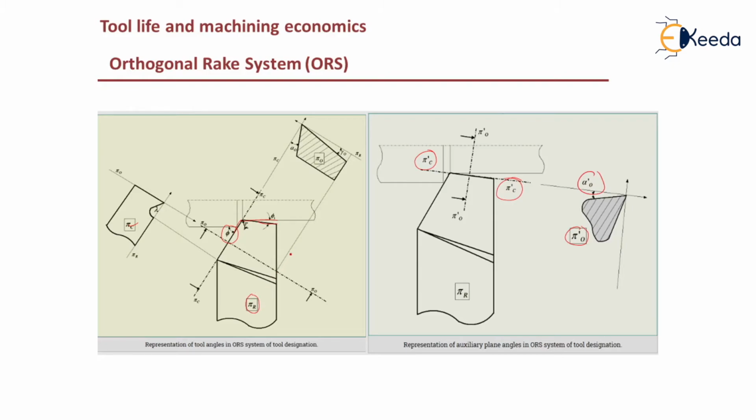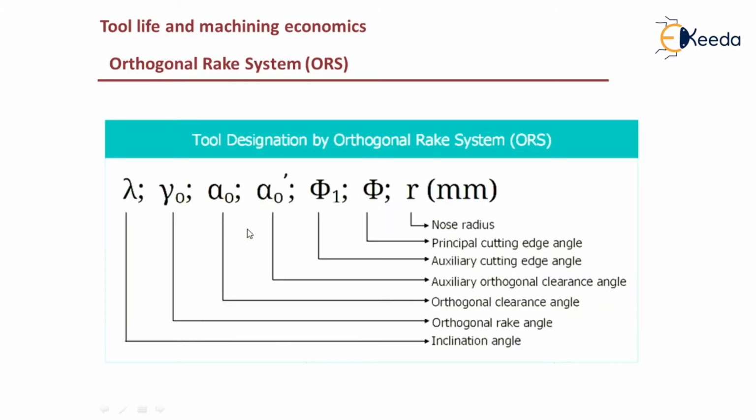And then we have phi 1, shown here. As you can guess, it is the angle between the auxiliary cutting plane pi c dash, which contains the auxiliary cutting edge, and the longitudinal feed line, measured on a reference plane. And then lastly, the nose radius, which is nothing but the curvature at the tool tip. It should be noted that in ORS, the nose radius value is expressed in mm. So that is about ORS and how it is designated.